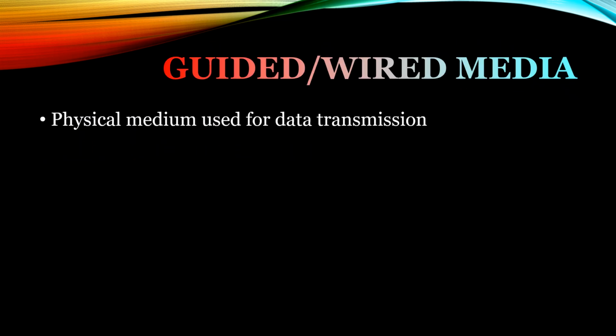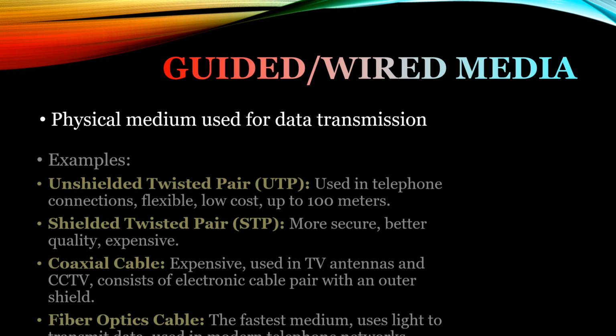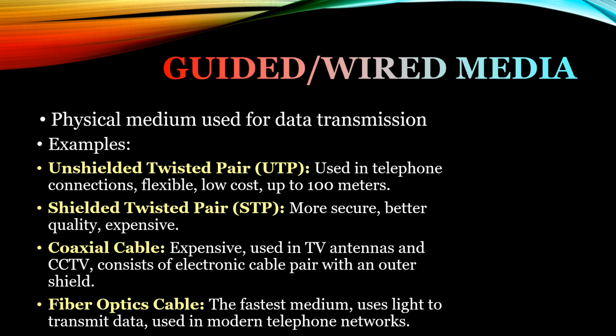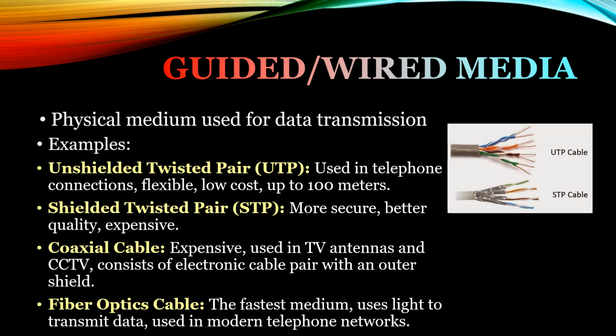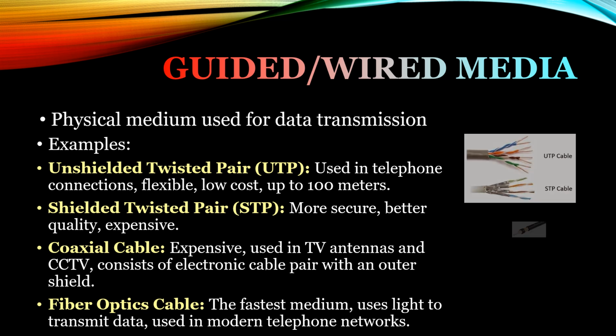As I mentioned, the first type is guided or wired media, where a physical medium is used for data transmission. Some common examples include twisted pair cables, coaxial cables, and fiber optics cables. Twisted pair cables are used in telephone networks. There are two types, unshielded twisted pair or UTP, which is flexible and low cost, and shielded twisted pair or STP, which provides better quality and security.